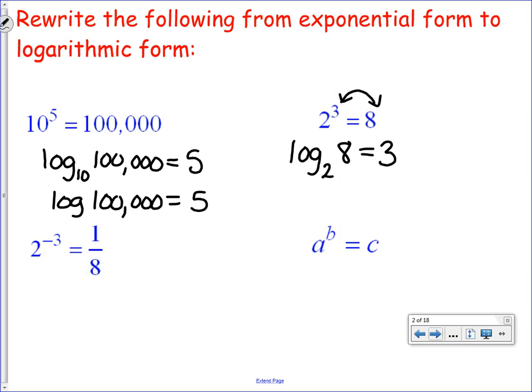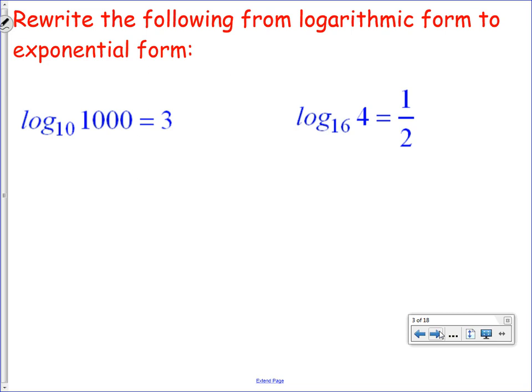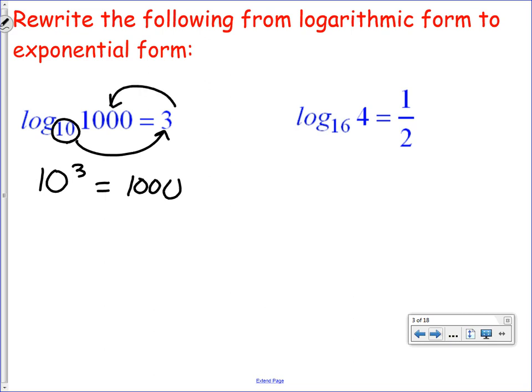All right, for our next example, this would become log base 2 of 1/8 equals -3. Last one would be log base A of C equals B. And then in these two examples, we're switching back to exponential form. So in that case, start with your base: 10 to the third power equals 1,000. So it's kind of like a circle. Or over here, 16 to the 1/2 power equals 4.